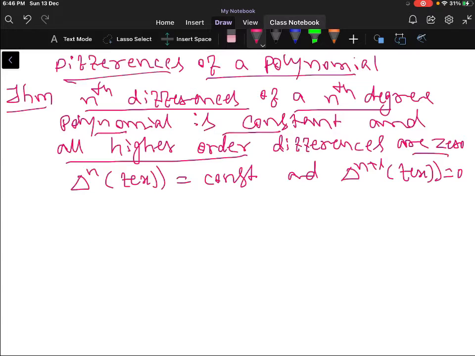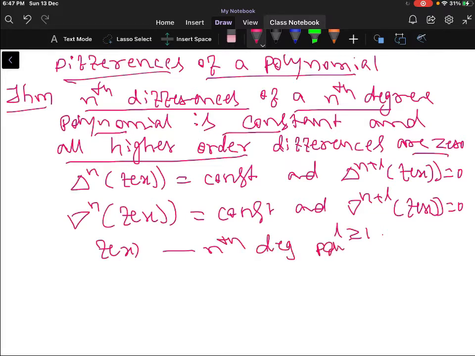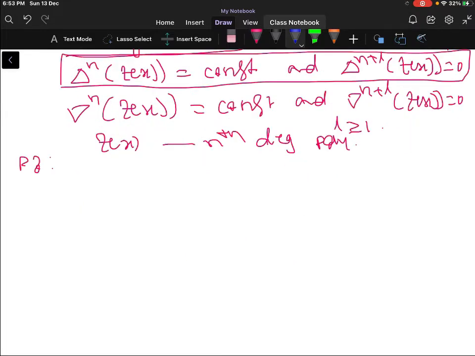Or you can prove that by using the backward differences. Nabla n of f of x is equal to a constant and nabla of n plus l of f of x is equal to 0, where l is greater than or equal to 1 and f of x is a nth degree polynomial. Now let us move to the proof of the theorem.